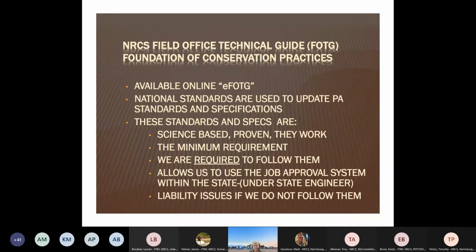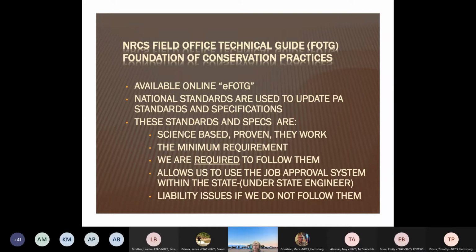So the NRCS Field Office Tech Guide is the foundation of all conservation practices. It's available on ePhotog. National standards are used to update and make state specific to PA. I see a lot of times the state office is working on updating and sending them out for comments, to make sure it's more specific to our state.